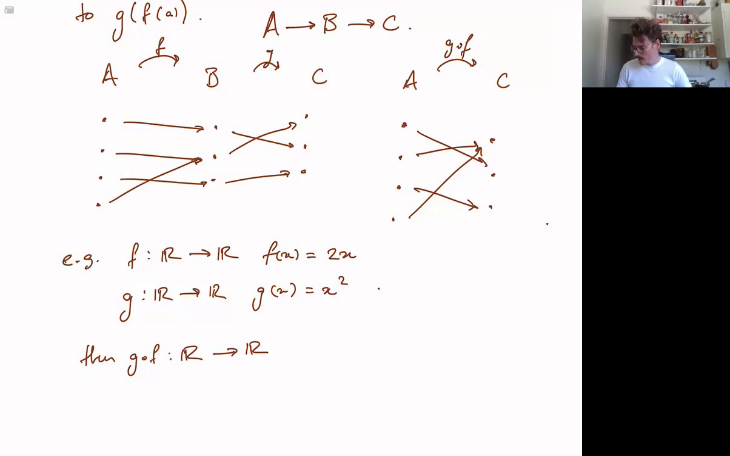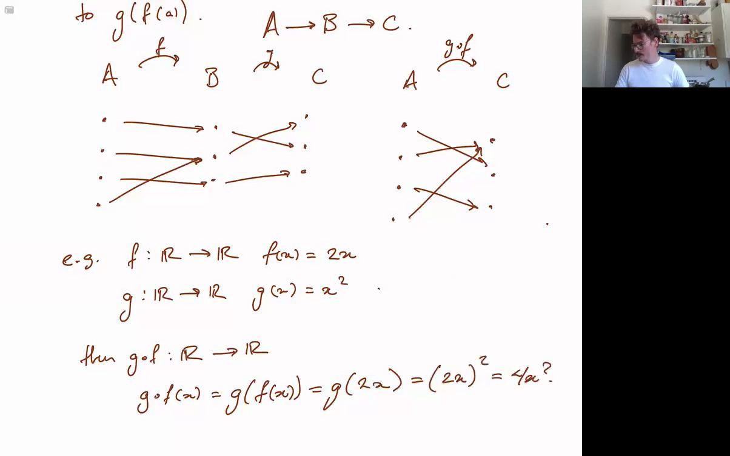defined by G follows F of X equals G applied to F applied to X equals G applied to, this is 2X, and then G is X squared. So we take this whole thing and we square it. So we get 2X squared, which is equal to 4X squared. So basically, in formulas, you think of taking this entire function and plugging it in as X. That is what function composition does in terms of formulas.